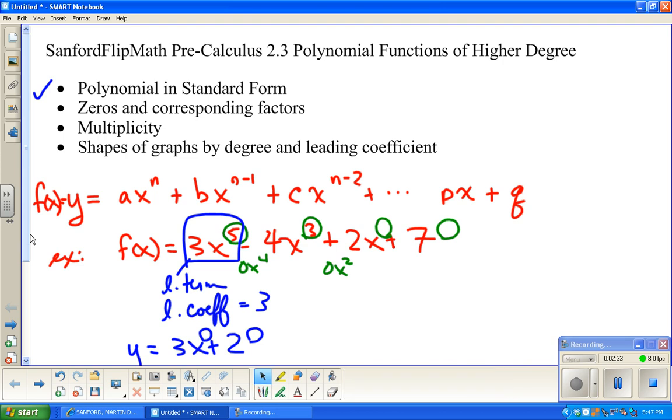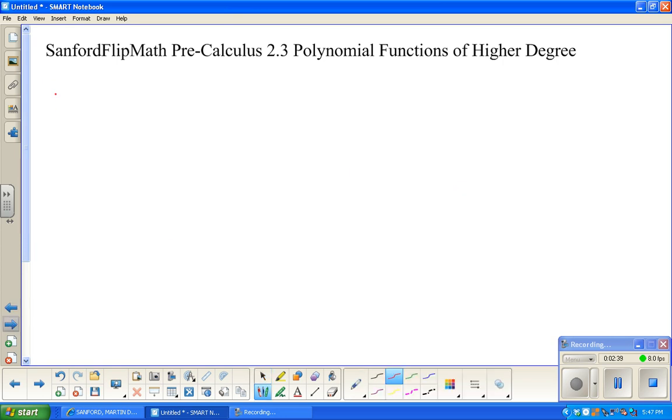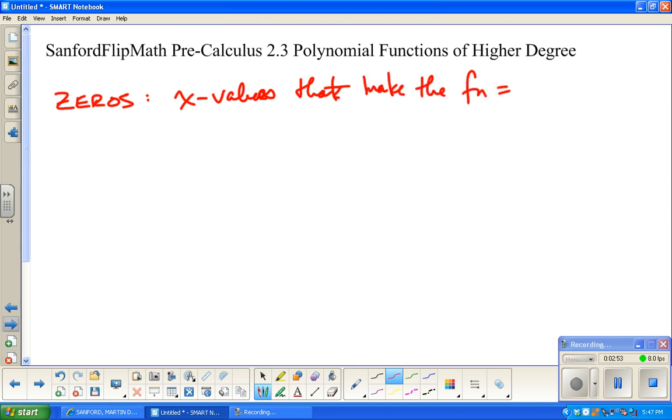Now I want to remind you that the zeros of a function are the x values that make the function equal 0, also known as x-intercepts. Okay, so they're called the zeros because they make it 0. And so if I go back and look at an equation, let's say it's something clever like x squared minus 3x plus 2. We've got lots of ways to find those zeros.